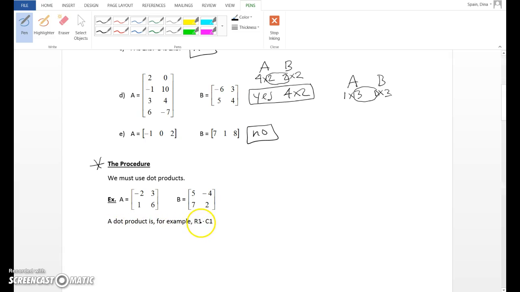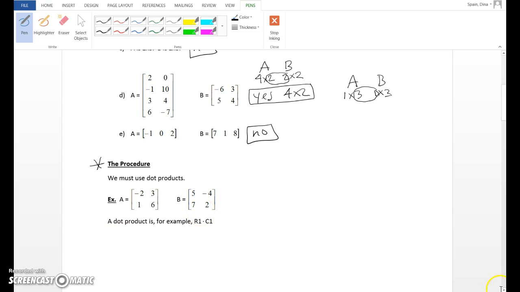A dot product, for example, is like row 1 dotted with column 1. Here's an example with two 2 by 2 matrices. We're just going to look at a dot product for now. Let's look at row 1 dotted with column 1. The R means row, the C means column. And so it's row 1 dotted with column 1.